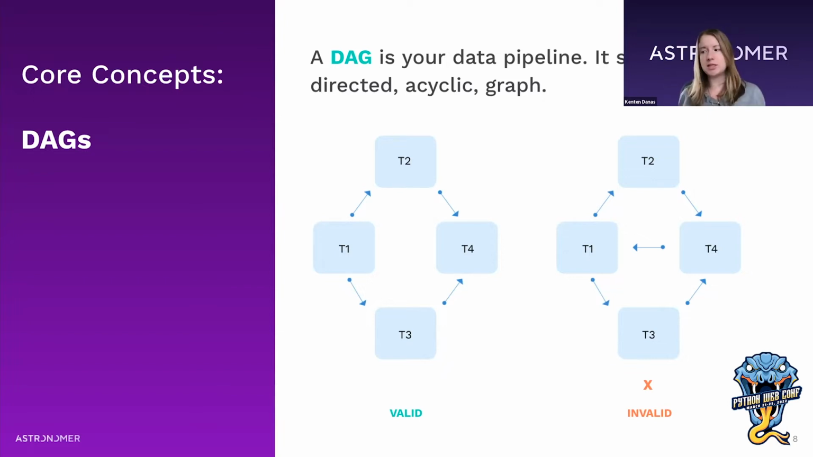Having a loop between tasks, something like this invalid example on the right, could create an infinite loop in your code, which you obviously want to avoid. But other than that, anything that you can define in Python, you can do in your Airflow DAG.